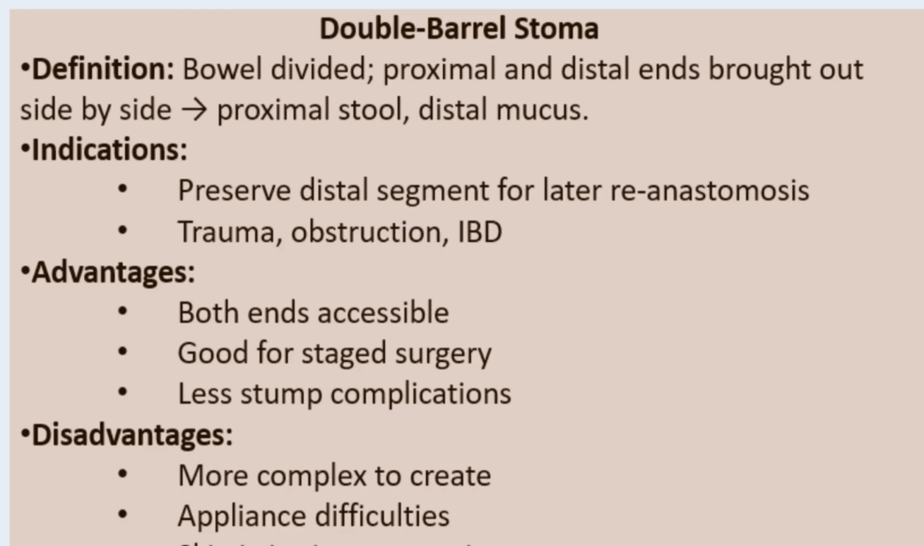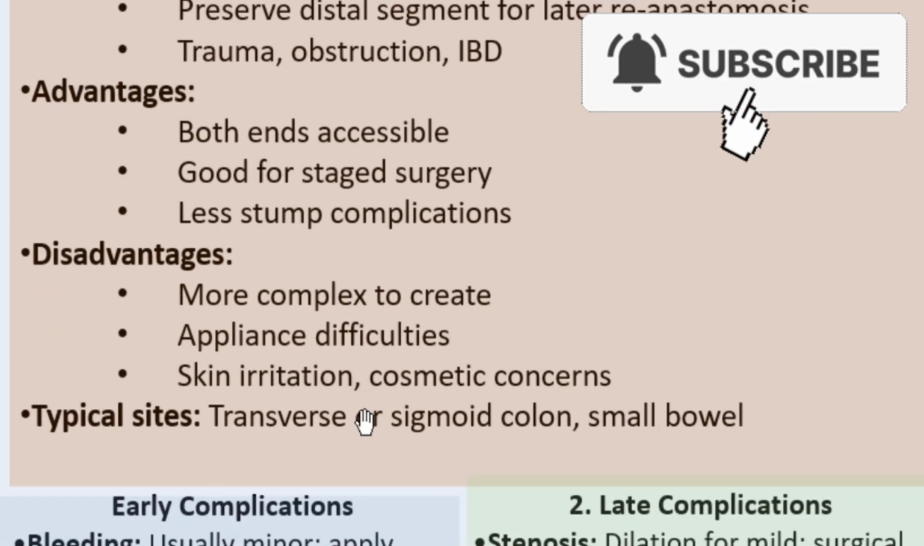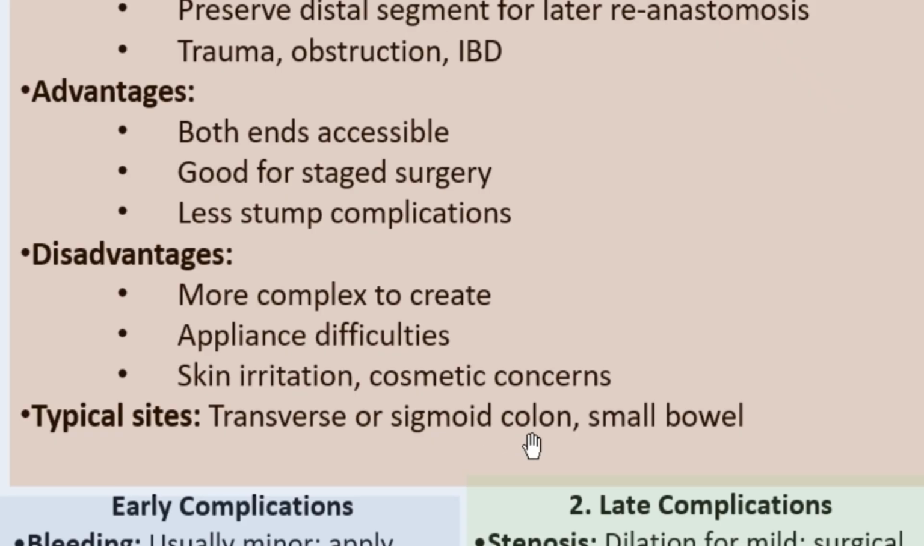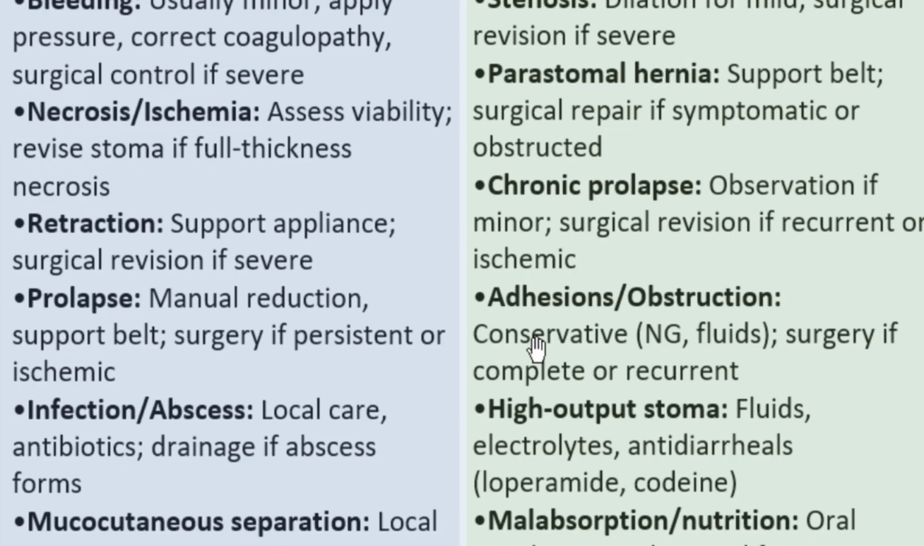It's good for staged surgery, and we have fewer stump complications compared to Hartmann's pouch where you suture the distal end. The stump complications here can be managed more easily, and the disadvantages to that is that it's more complex to create. Appliances are difficult because we have two openings, skin irritation, and cosmetic concerns. And the typical sites for this can be the transverse or the sigmoid colon, as well as the small bowel.